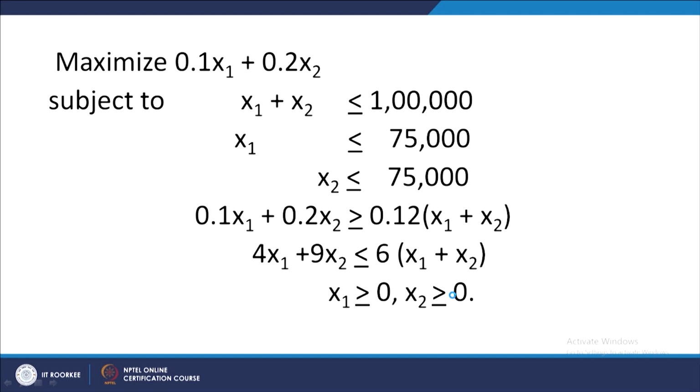0.1 x1 plus 0.2 x2 should be greater than or equal to 0.12 multiplied by (x1 plus x2), 4 x1 plus 9 x2 should be less than or equal to 6 times (x1 plus x2), and obviously x1 and x2 should be greater than or equal to 0 and they need not be integers.